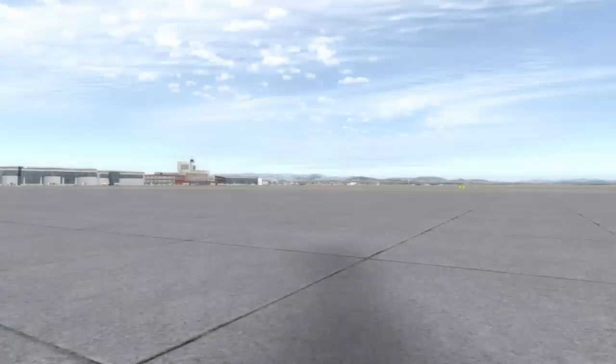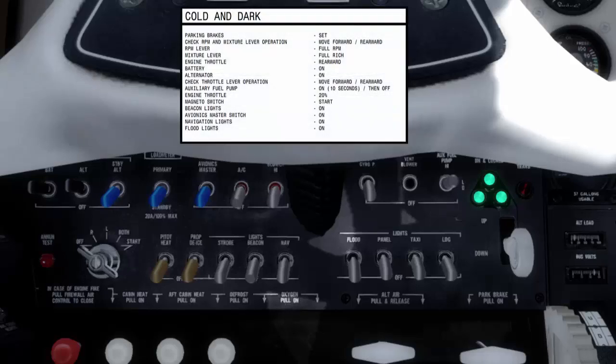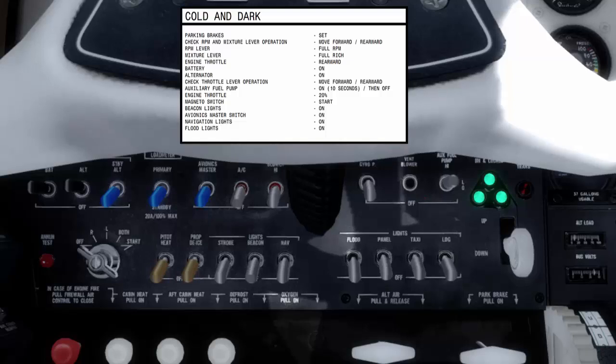Okay, and later on I will show you something very nice with the black lever, because if we don't move it a bit, this won't start. Okay, and right now we are pressing the auxiliary fuel pump for approximately 10 seconds. The fuel pump will inject fuel into the engine, because if we don't inject fuel into the engine, this aircraft won't start.